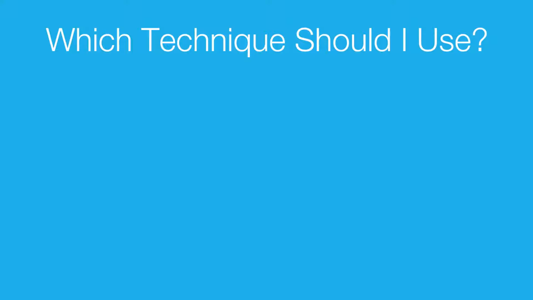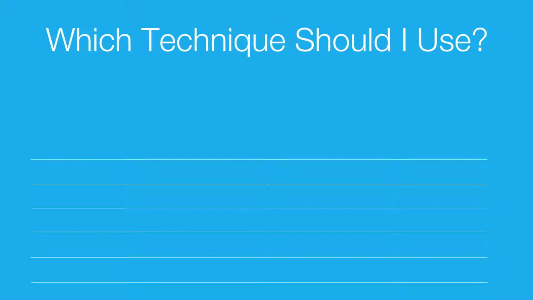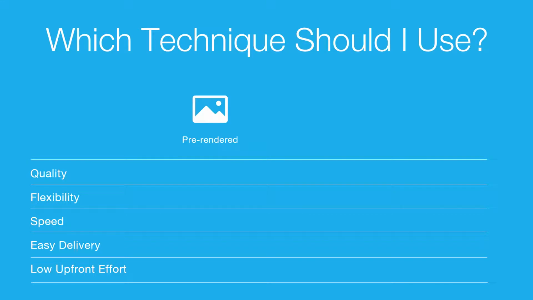So which technique is best? As always, the answer is it depends. Let's dimension the question with a few key characteristics you'll need to think about. Quality, flexibility, speed, how easy it is to deliver, and how low the upfront effort is. For pre-rendering, you can have as high quality as you like because all the generation's happening in advance. You don't get any flexibility though because everything is set.